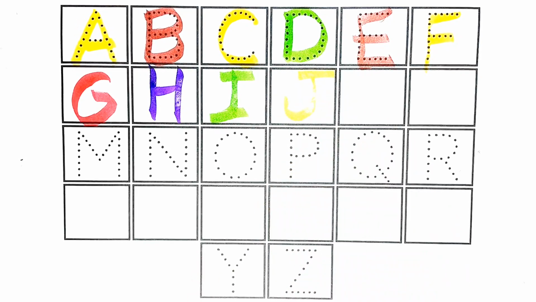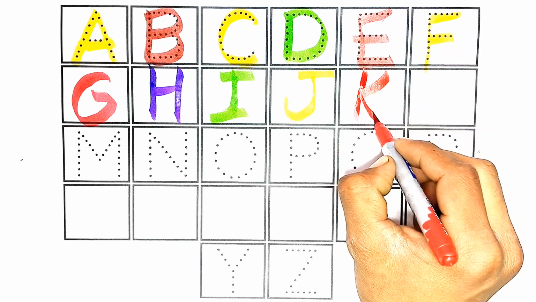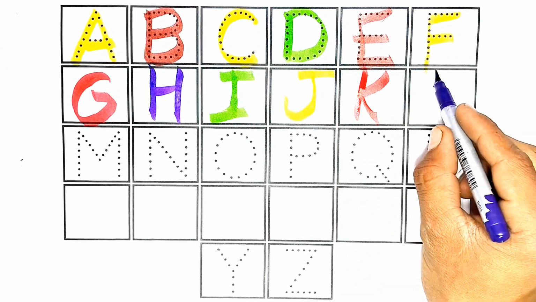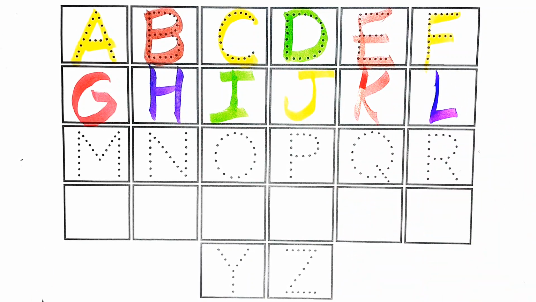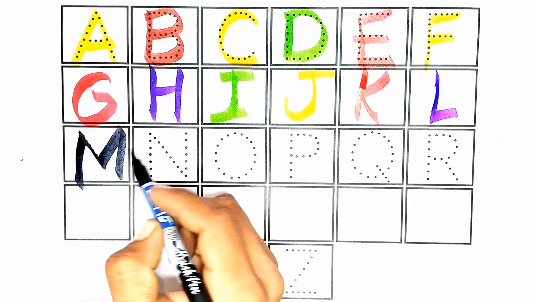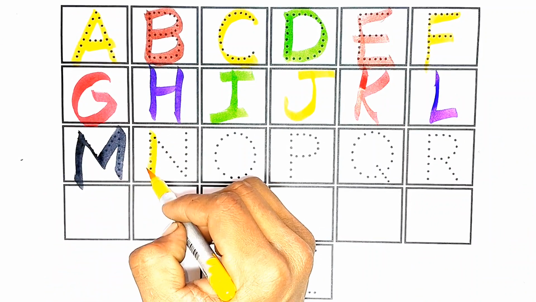J for jug. K for kite. L for lion. M for monkey.